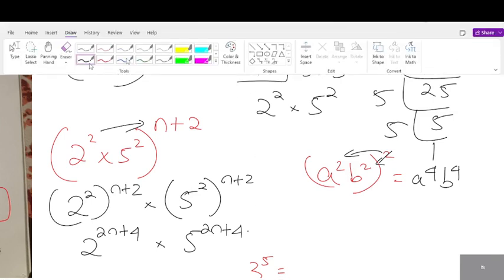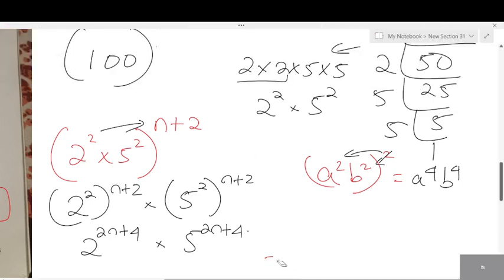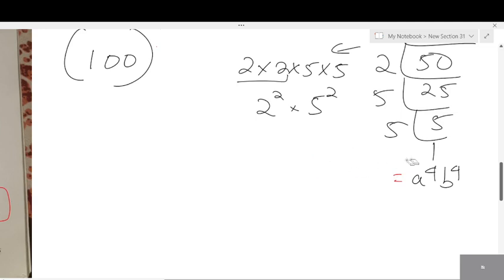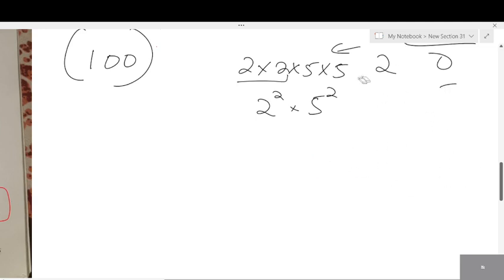Understood how to write? Any doubts in this? Okay, I'll tell you the reason why we do it like this. The first thing, whenever the power has a variable, students, if you don't understand this concept, when you see the question, definitely you'll get confused. You won't even be able to solve the first step.